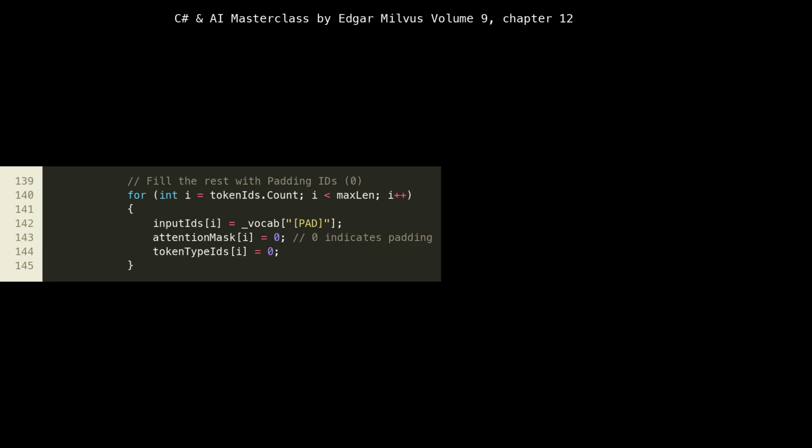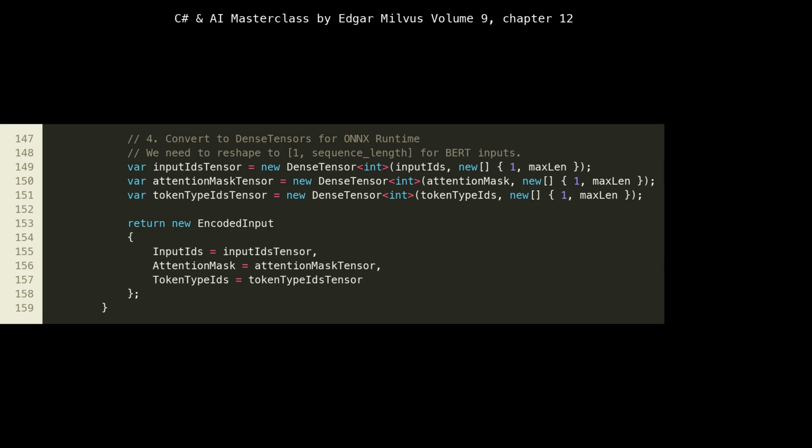This padding strategy is standard for BERT inputs and is essential for batching multiple sequences of varying lengths into a single tensor for efficient processing on GPUs or other accelerators. Without correct padding and masking, the model would either error out due to mismatched input dimensions or produce nonsensical results by attending to padding tokens.